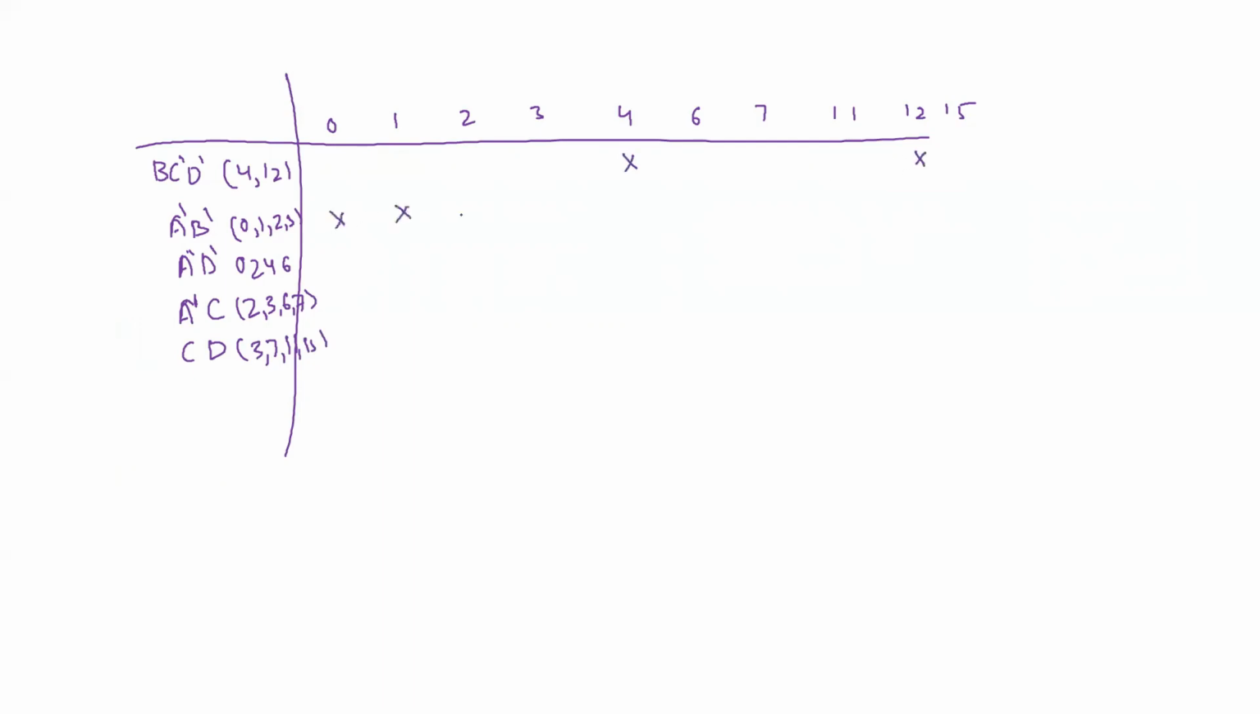So 0, 1, 2, 3. I will be using a different color so that you get a better understanding. I will be using red. So 0, 1, 2, 3, then 0, 2, 4, and 6, then 2, 3, 6 and 7, then 3, 7, 11, and 15.